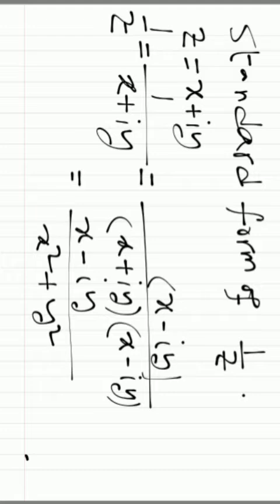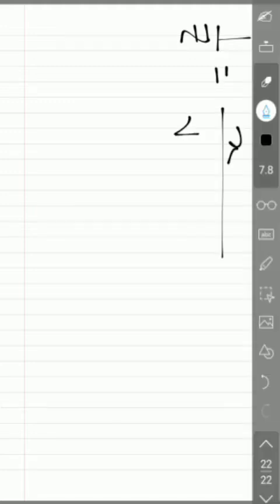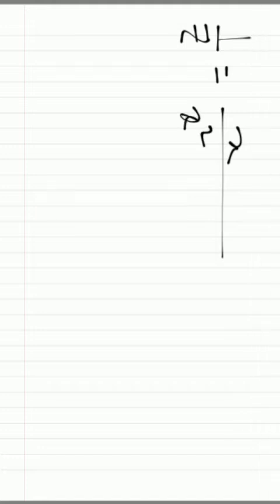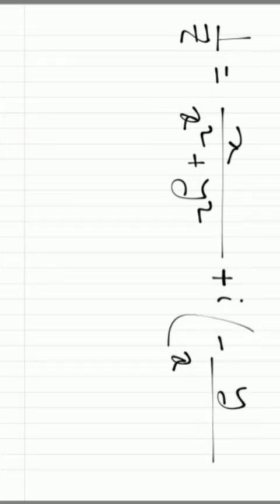So see, it is almost in the standard form. If you split it in two parts, you will get the actual standard form like this. 1 by z is equal to x by, no roots are there, it's x by x square plus y square plus i into minus y by x square plus y square. So this is the actual standard form of the complex number 1 by z, where z is equal to x plus iy.